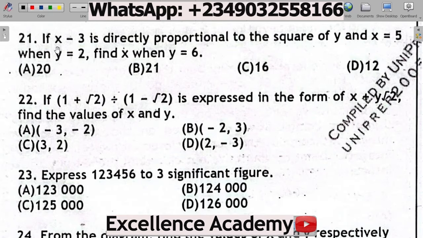Question 21 says, if x minus 3 is directly proportional to the square of y and x equal to 5 when y equal to 2, find x when y equal to 6. A, 20, B, 21, C, 16, D, 12. So how do we solve this question?